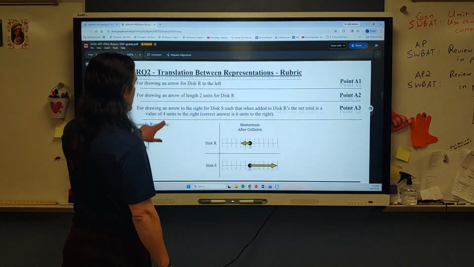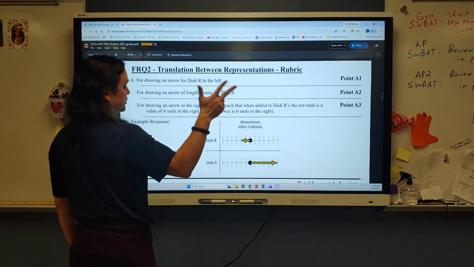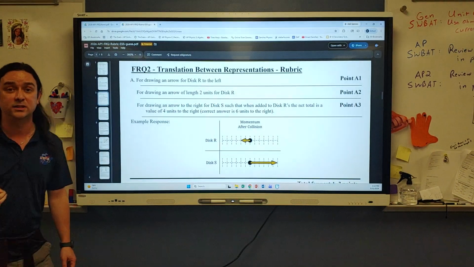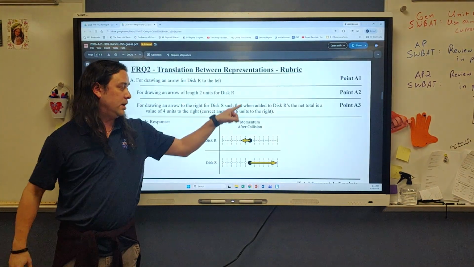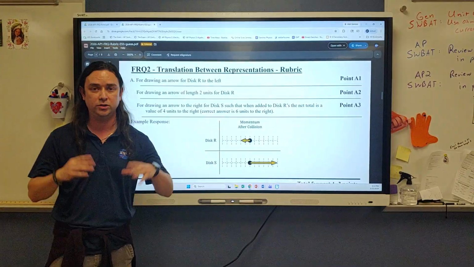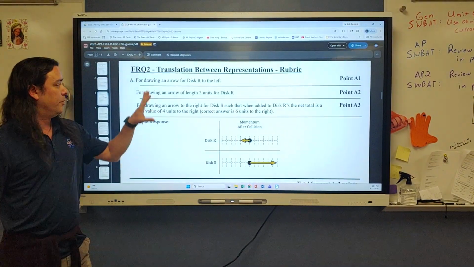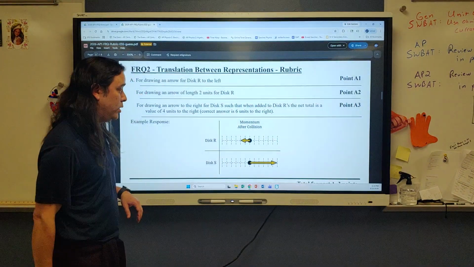Okay, so on this, here is how I'm breaking down the points. I think that this is worth 3 points. I apologize, this is a translation between representations. Part A is usually where you will create something, be it momentum diagrams, free body diagrams, energy bar charts, or motion diagrams. But in the first part, you will make something, and it will pretty much always be worth 3 points from what I've seen.